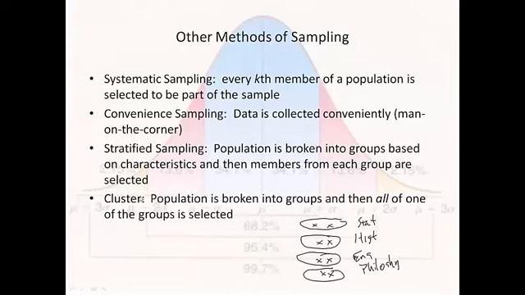Now cluster works the same way, except what we would do is we would say we're going to bust all of the classes up, and then we're going to randomly select one of these classes to be our sample. So we're going to take the entire group, and that becomes our sample. So rather than 2 from each one of the classes, we're going to take all 8 out of the stats class. Or we may take the entire stat class if the stat class happens to be 8. Okay? So those are other methods of sampling, some of which are pretty good and some of which aren't.